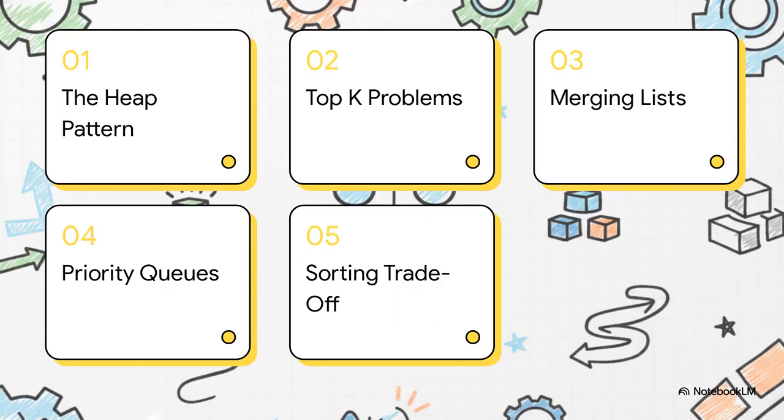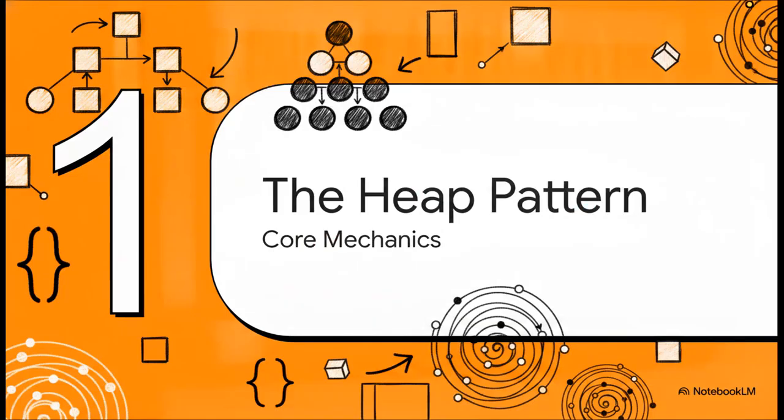Here is our quick roadmap for this explainer. First, the heap pattern explained. Second, conquering top K problems. Third, merging lists and matrices. Fourth, heaps as priority queues. And finally, number 5, the sorting trade-off. Okay, let's dive right into this.